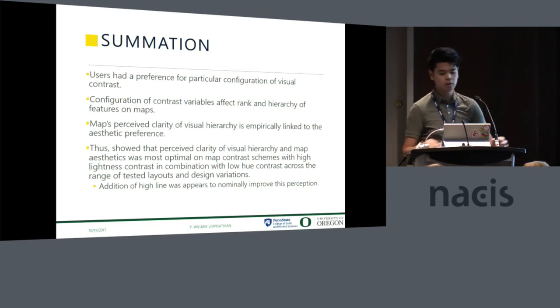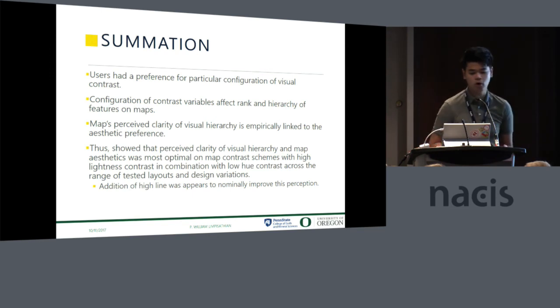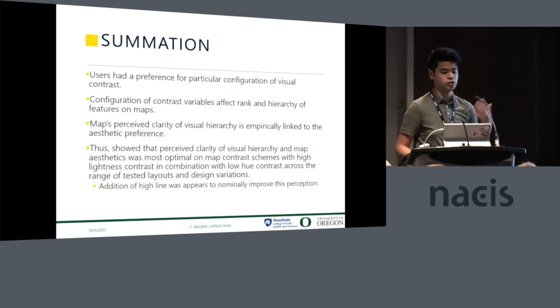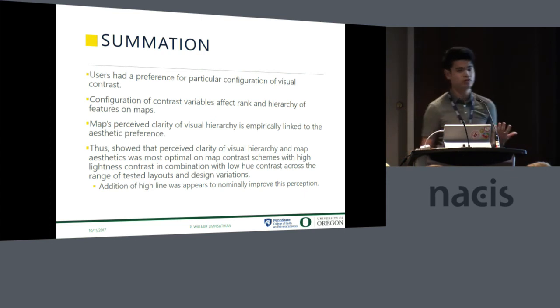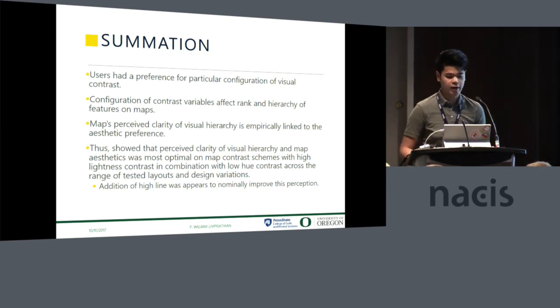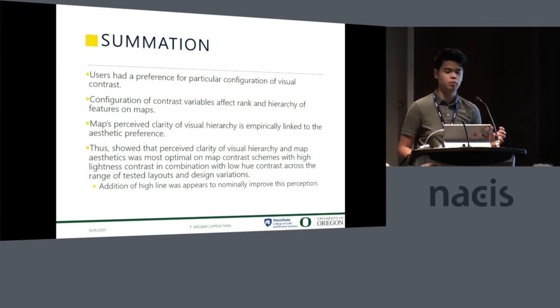So in summary, users had a clear preference of what they like in terms of the 3 visual contrast variables tested. The configuration of contrast variables did affect the rank and hierarchy of the feature. The perceived clarity of visual hierarchy is empirically linked to the aesthetics. Thus, we can say that maps that are aesthetically bad are also visually bad, and vice versa, in a way. And we did find a specific contrast that is most effective, and the addition of more contrast variables did nominally improve this.